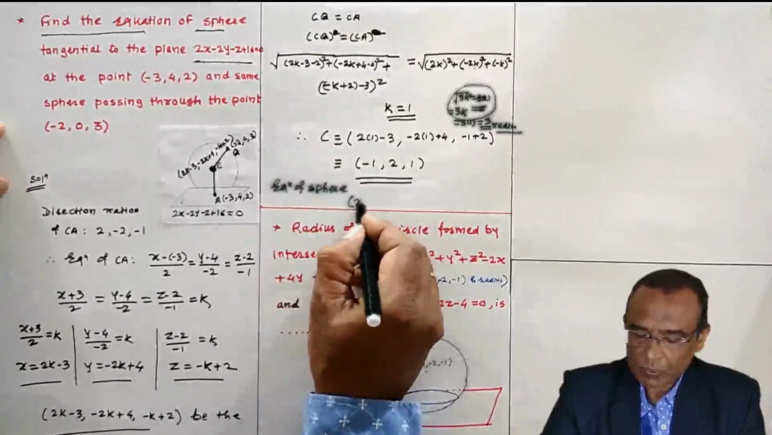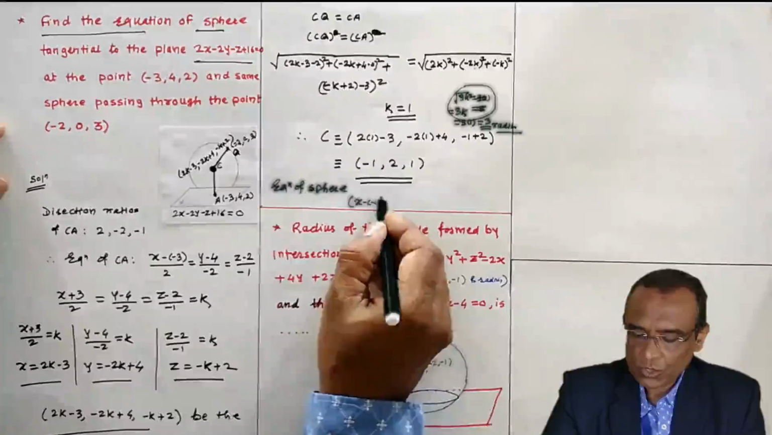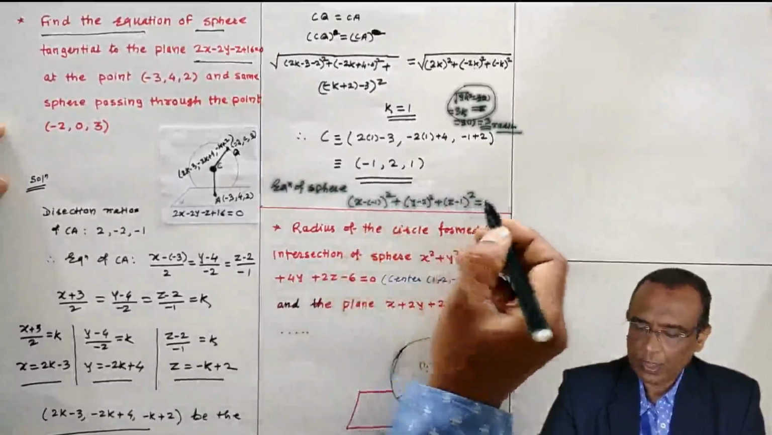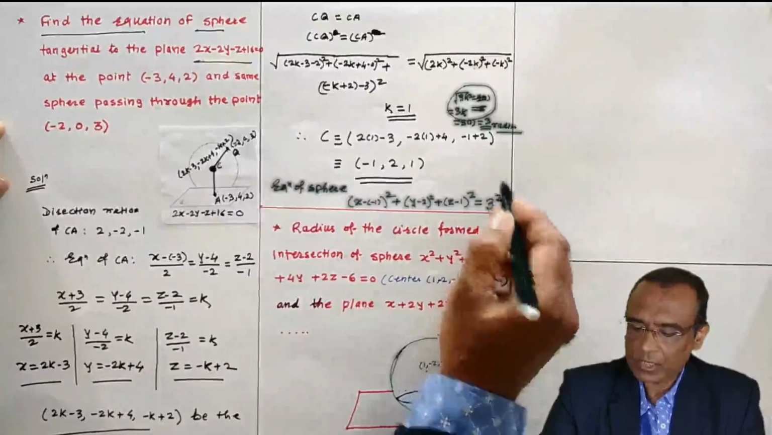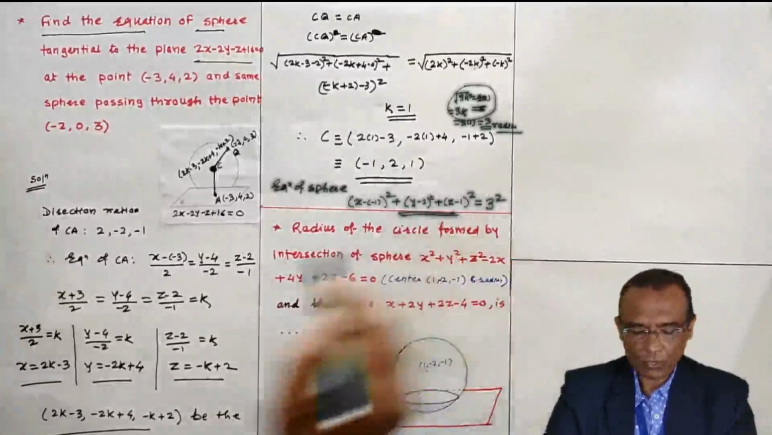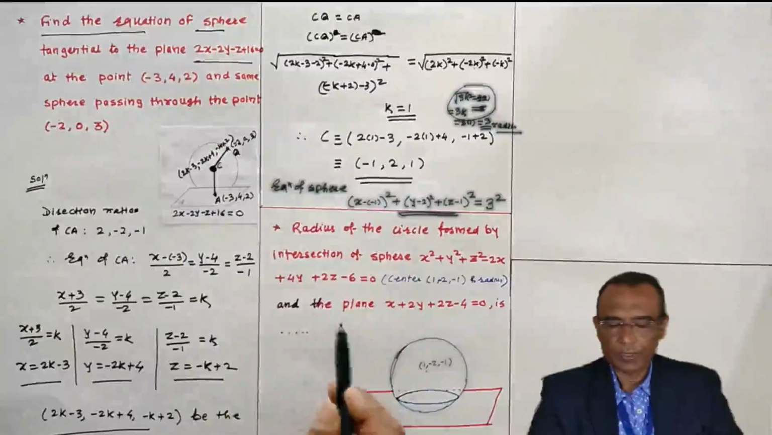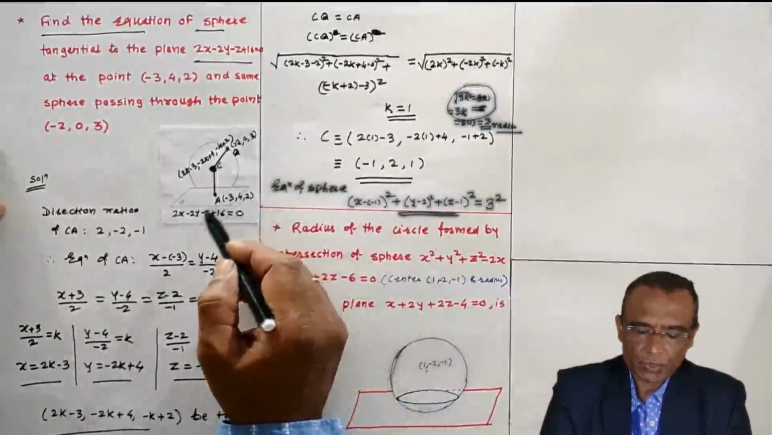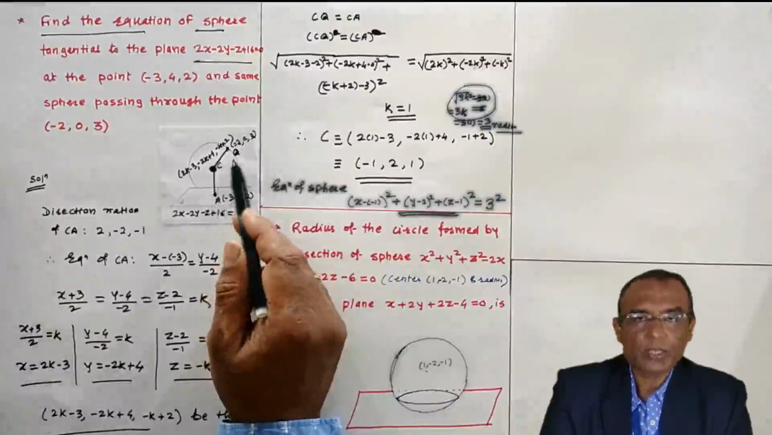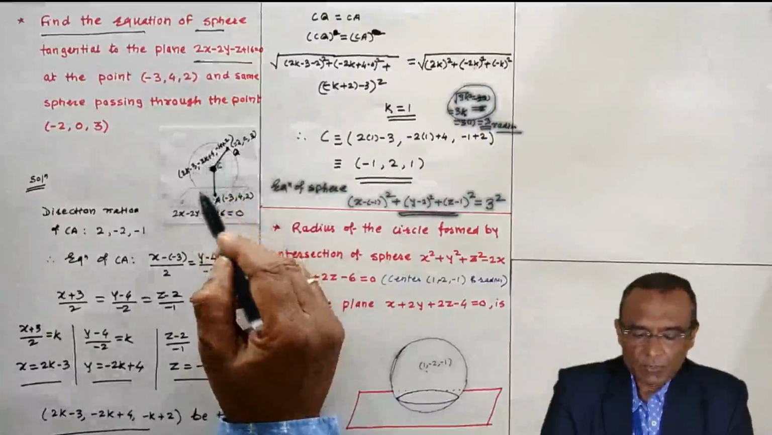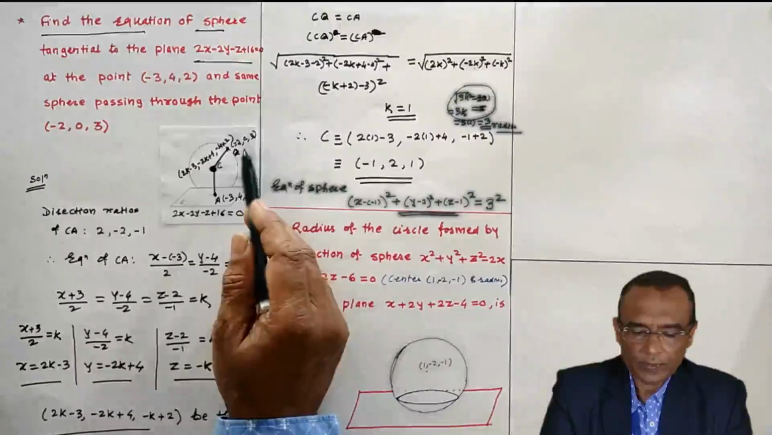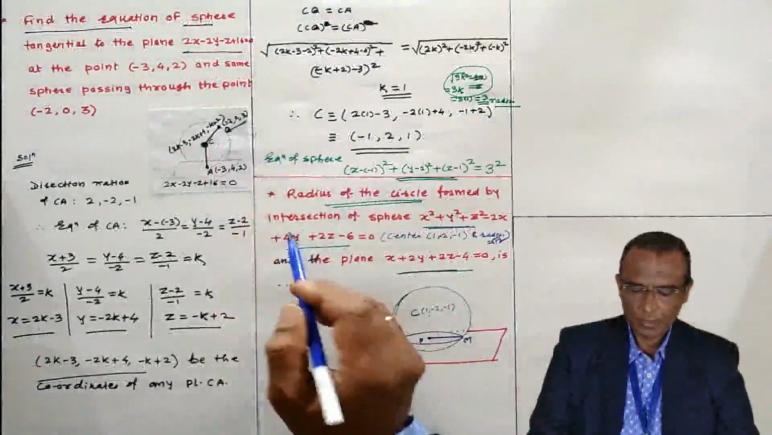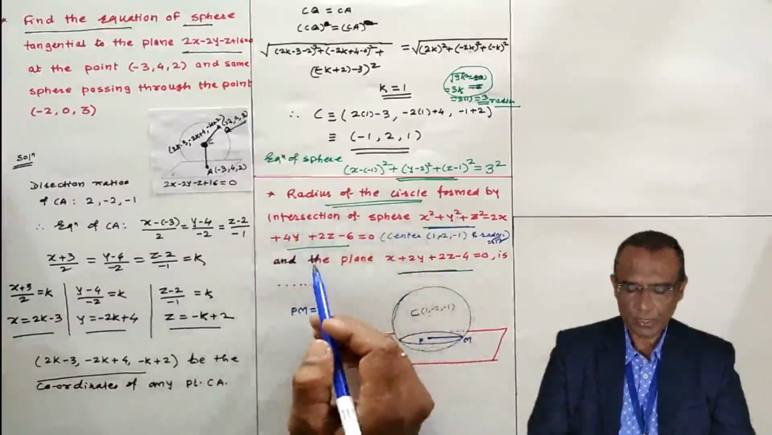Equation of sphere: (x minus a) whole squared plus so on equals radius squared, in center-radius form. The radius is 3, so this is the equation of the sphere where the point of contact is given, the equation of the plane is given, and one more additional thing is given: the required sphere passes through the point (-2, 0, 3). Next problem. This is a short answer question.